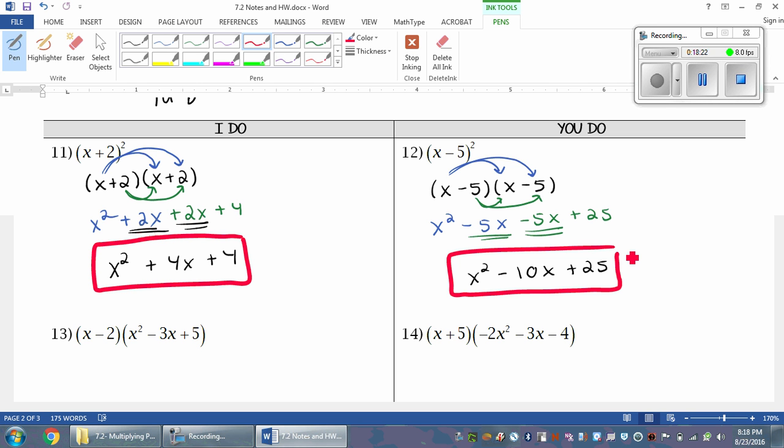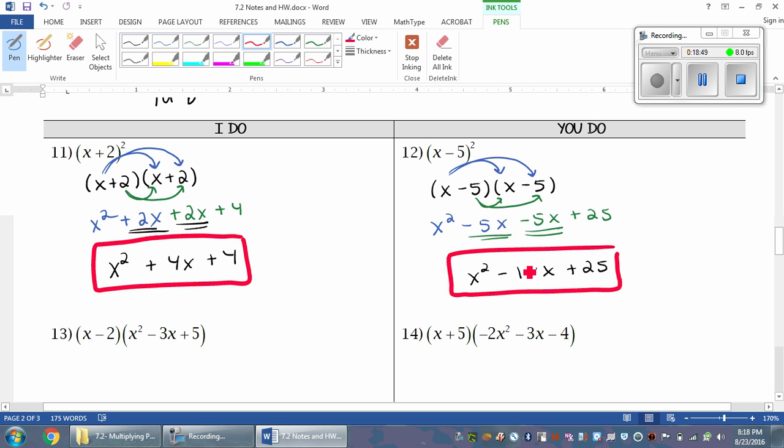So hopefully everyone started by rewriting x minus 5 times x minus 5. We're going to go ahead and distribute the x. X times x is x squared. X times negative 5 is negative 5x. Negative 5 times x again is negative 5x. And negative 5 times negative 5 is positive 25. Again, negative 5x and negative 5x do not cancel because negative 5 minus 5 is negative 10x.